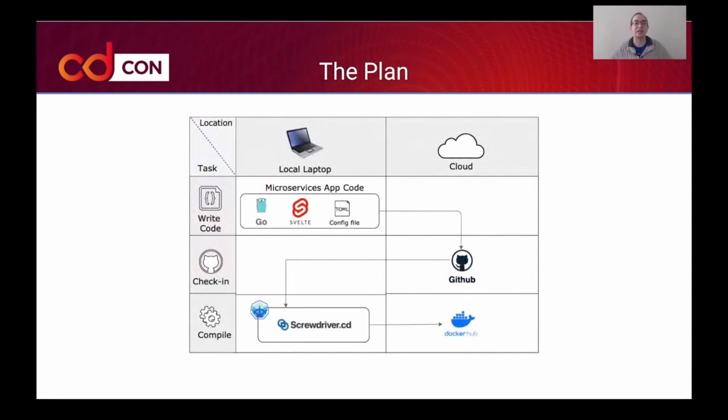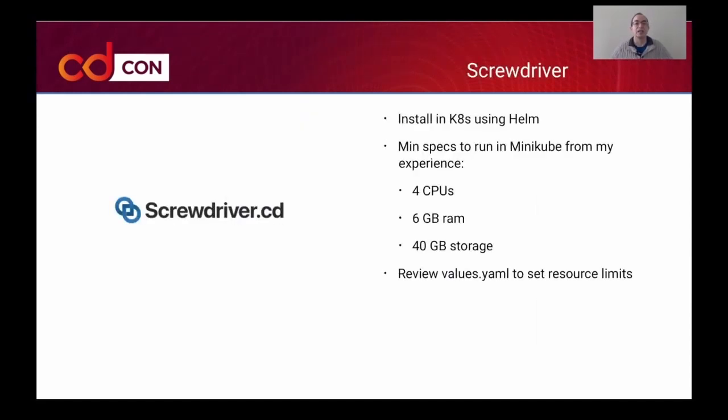And here is what we're planning to do. So we will take the code and we'll push it to GitHub, and then we'll have Screwdriver CD, which is a CI/CD tool, pull the changes from GitHub, build our containers, and push them to Docker Hub. Now we'll be installing Screwdriver in K8s using Helm, and it's important to set up the correct specs so that you can have the best experience. But enough of that, let's go take a look at the application real quick.